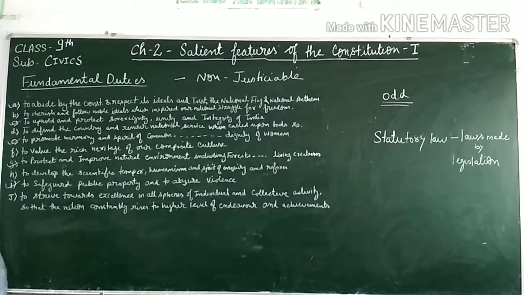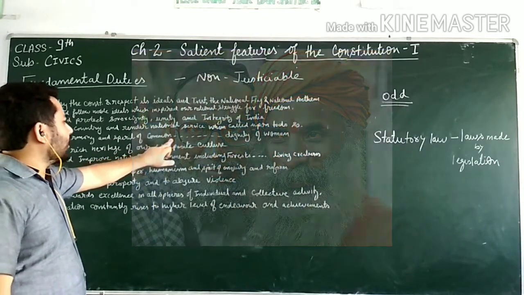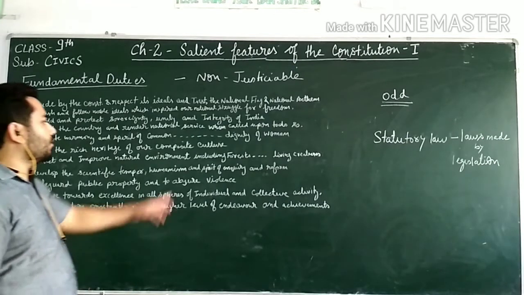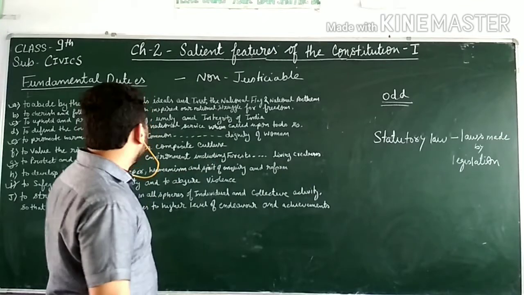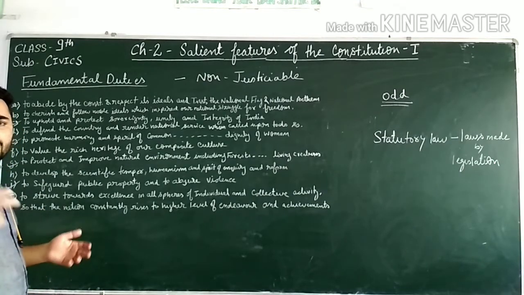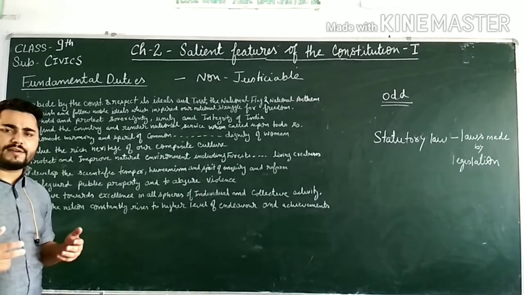Then the fifth one is to promote harmony and a spirit of common brotherhood amongst all the people of India, transcending religious, linguistic, and regional or sectional diversities. And the second thing is to renounce practices derogatory to the dignity of women. So it means we will have to promote harmony. All communities in India should live together with harmony and a spirit of common brotherhood, a spirit of fraternity. We should treat Indians as brothers to each other.